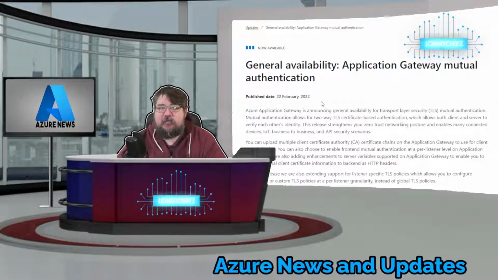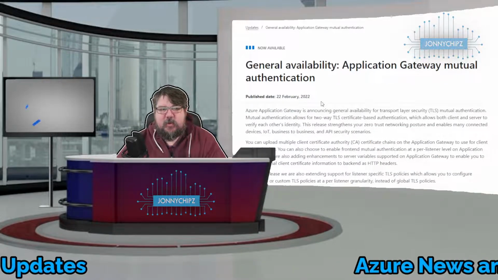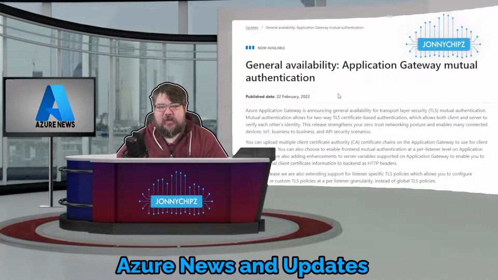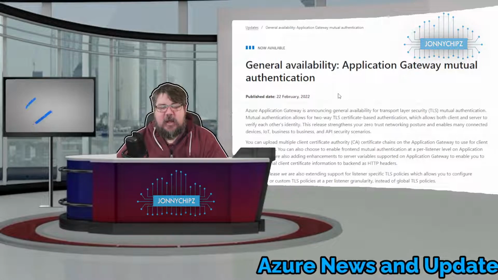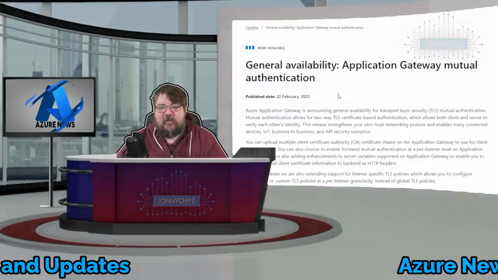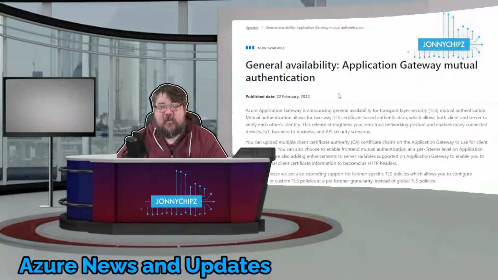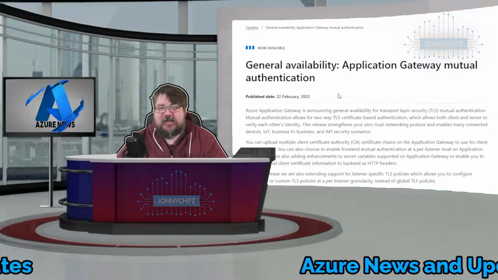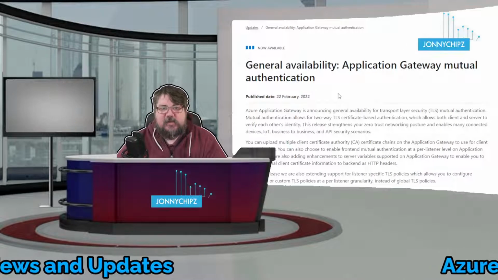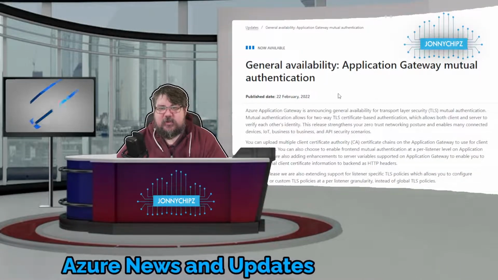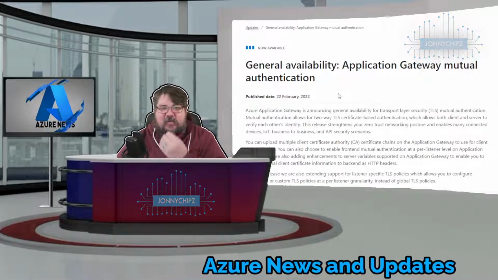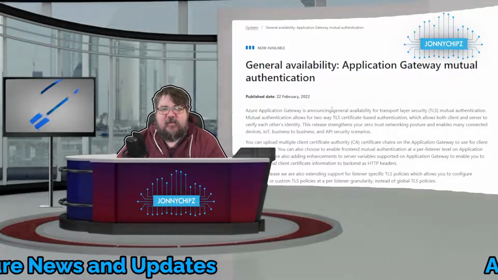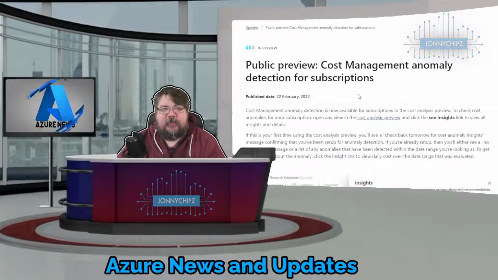GA, Application Gateway Mutual Authentication. The App Gateway is announcing general availability for Transport Layer Security (TLS) Mutual Authentication. This allows for two-way TLS certificate-based authentication, which allows both client and server to verify each other's identity. This release strengthens your zero trust networking posture and enables many connected devices, IoT, business-to-business, and API security scenarios. Cool. Very good to see.